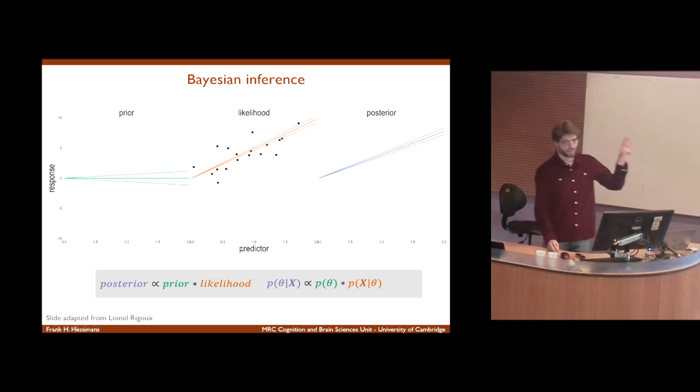This is just a toy example for one parameter, but usually you have many, many parameters, and then these distributions become quite difficult to work with. So then there isn't really an analytical solution to this problem.